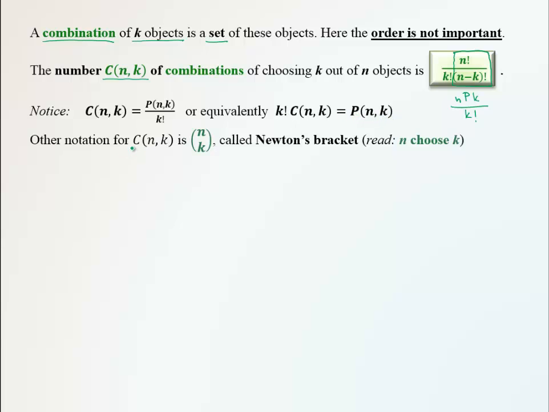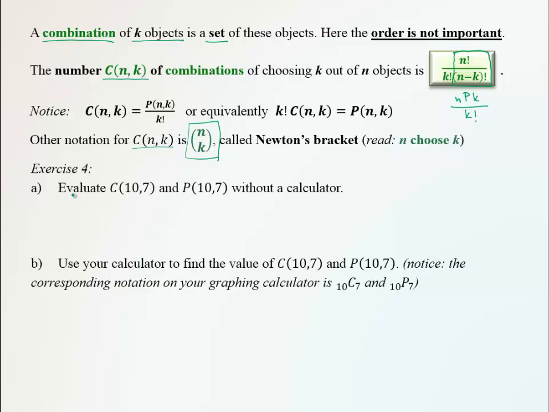Also, we have another notation for combinations. This is called Newton bracket. So instead of C of n, k, we write n over k, and we read this n choose k. In a bracket there's no division bar, so it's not a fraction. It's called a Newton bracket, and you read this n choose k. This also represents combinations of k elements out of n. So this really gives us the number of possible sets of size k that we can create out of n objects.